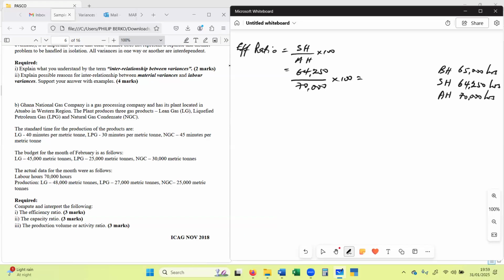Then from there we come to capacity ratio. That one too is actual hours over budgeted hours times 100. So we have 70,000 divided by 65,000 times 100.